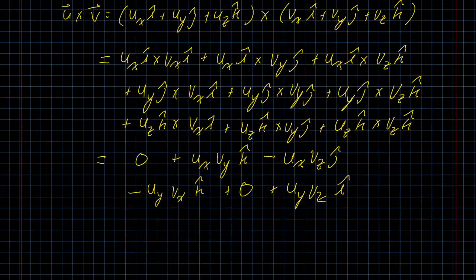And then the third row, k cross i is j, so uz vx j. K cross j is minus i, and then k cross k is 0.